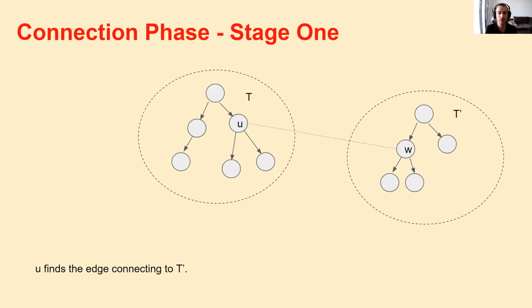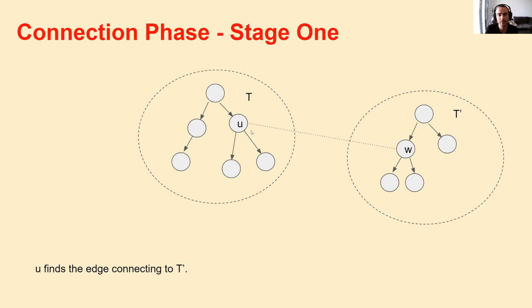The first stage is where each existing DLT, we can look at a vertex as a trivial singleton of a DLT, searches for an outgoing edge to another DLT, T', such that the labeling of T' is smaller than the labeling of T. So in this case, T would like to connect to T' and be a subtree of T' now through the edge UW.